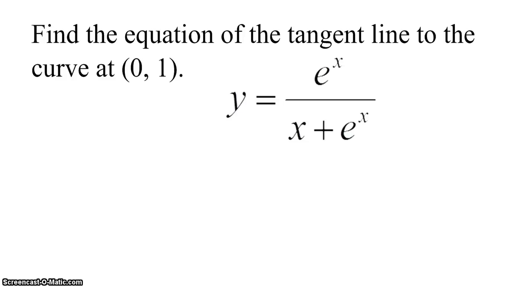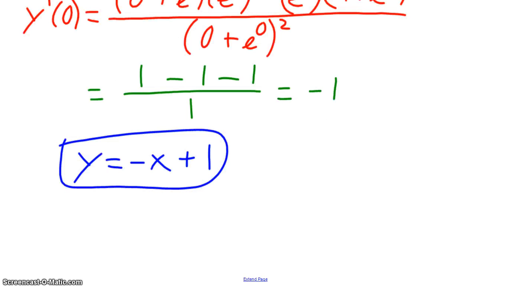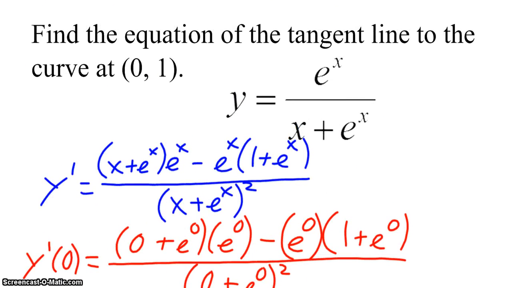Pause the video and unpause when you're ready to check your work. Okay, so I should end up with the equation of the tangent line at the point 0, 1 is y equals -x plus 1. So how do we get that?